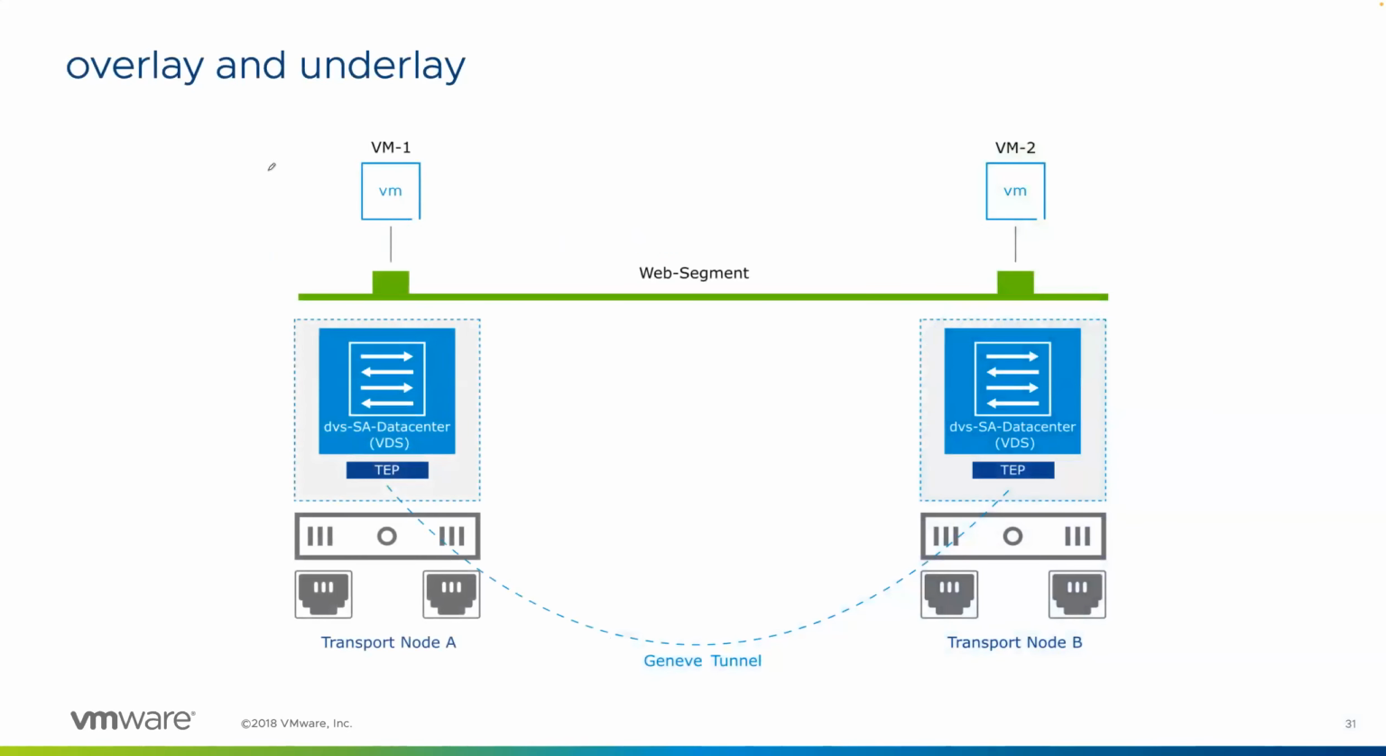So first, we want to talk about overlay and underlay. I just want to emphasize and remind you about overlay and underlay. For example, we talked about how a tunnel works and how to create your segment on top of that tunnel. This is just a recap of overlay and underlay, because NSX is a type of implementation of SDN.